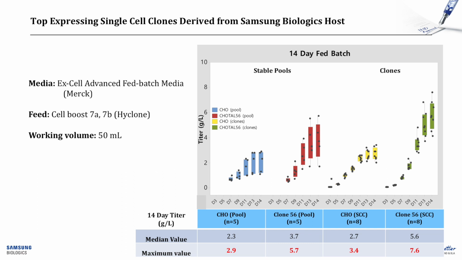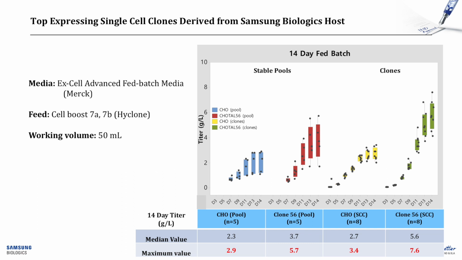Here we took the top single cell clones and performed a 14-day fed batch as described earlier, this time with a change in the feed formulation. So this is Excel Advanced Fed Batch Media from Merck using a high clone feed, Cell Boost 7A and 7B with a 50 ml working volume. As described before, the CHO control itself in the stable pool, the maximum value was 2.9 gram per liter. The top titer from our CHO 56 host was 5.7.